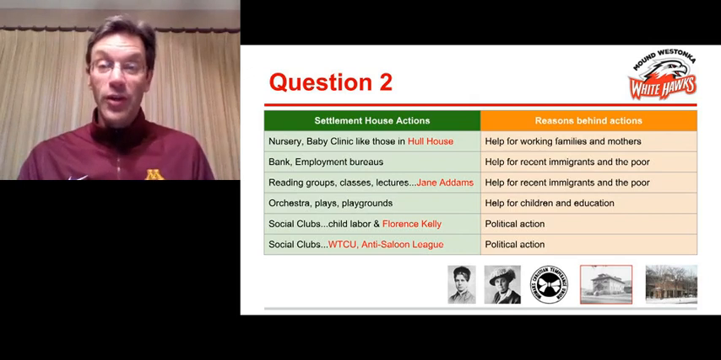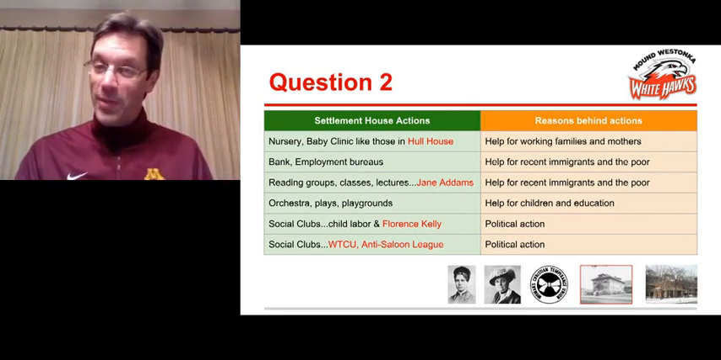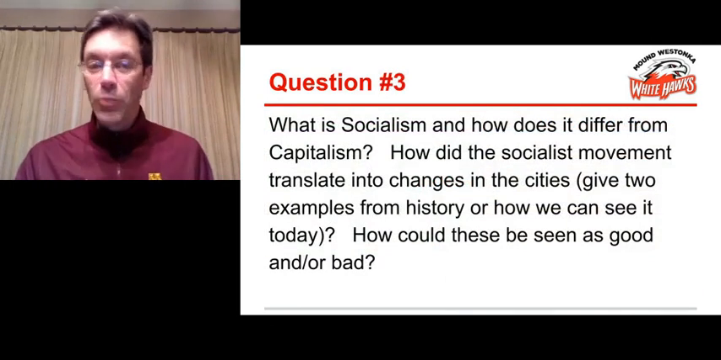Another big issue here is women's suffrage, the women's right to vote. So it should not be surprising that lots of women are involved in this movement.